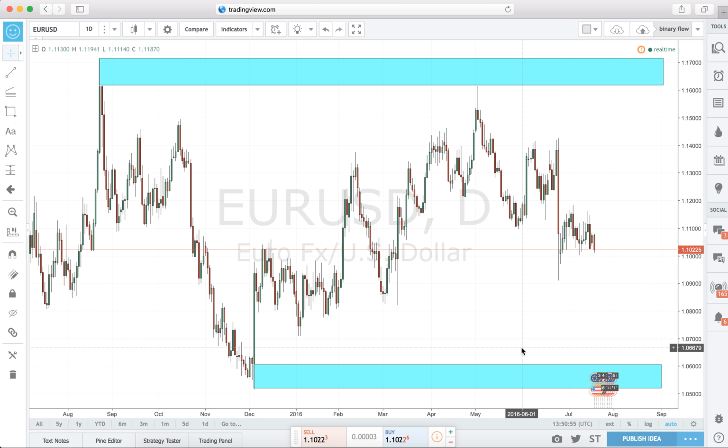So now what we're looking at is pretty much a big range, right? This market is just trading inside of these two zones. So there are more zones in between these two. I'm going to identify them.